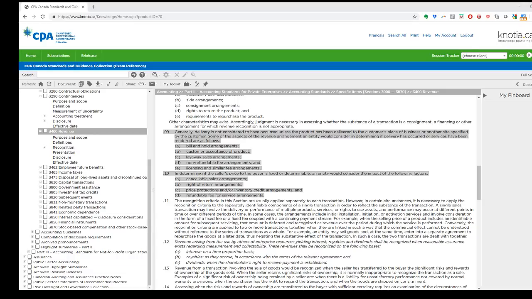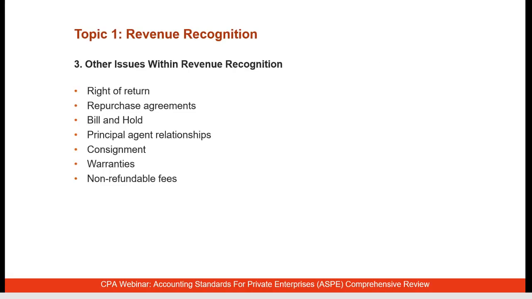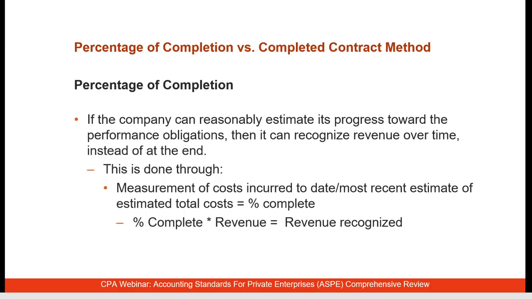So going on to the next part of the discussion. Other issues within revenue recognition, again, all described here, straight from the handbook, guys. So percentage completion, this is really when, if the company can reasonably estimate its progress towards the performance obligation, then it can recognize revenue over time instead of at the end.